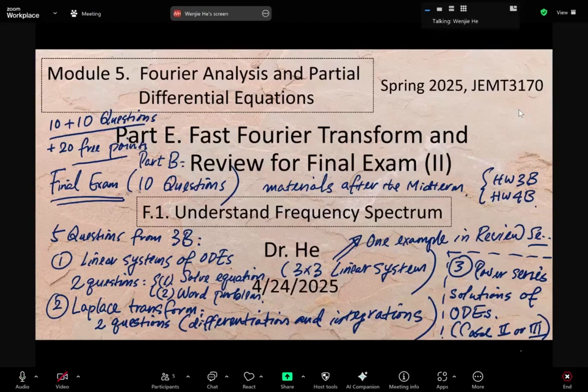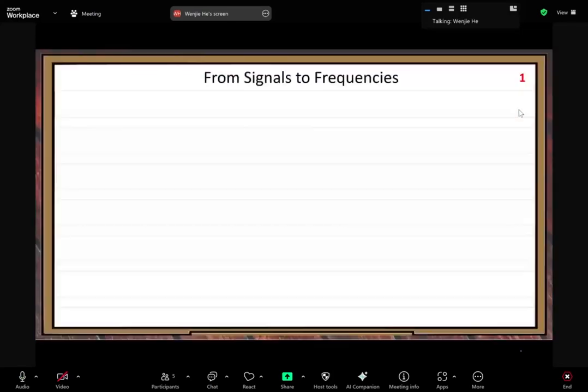All right, let's move to our normal lecture. From signals to frequencies. First, before I apply the fast Fourier transform, let me set up the environment, prepare ourselves with the background setup for the main part of the work.